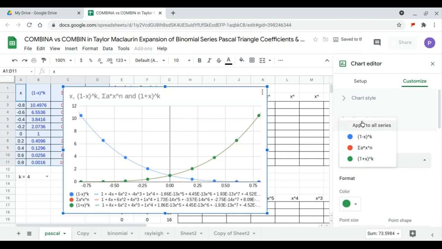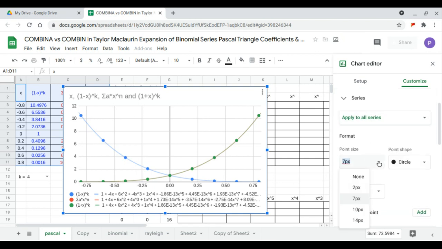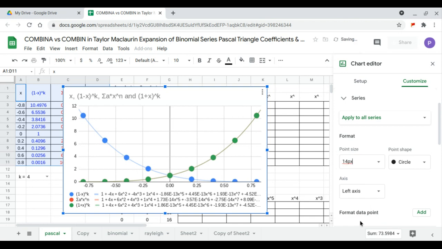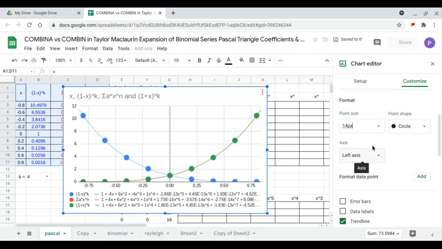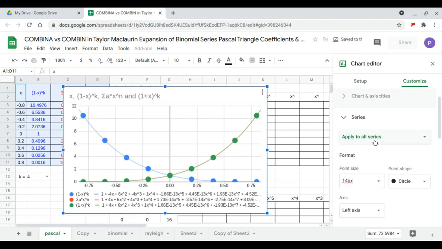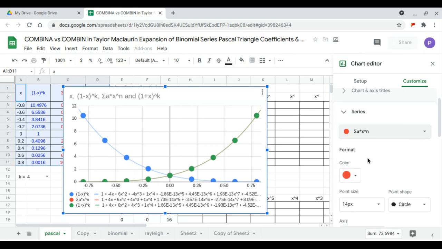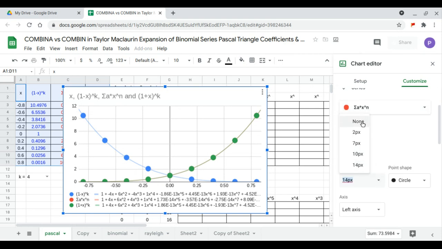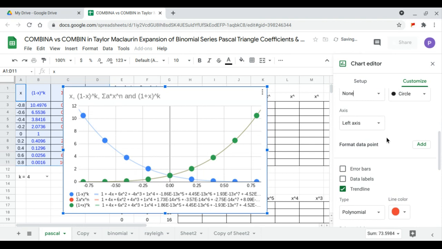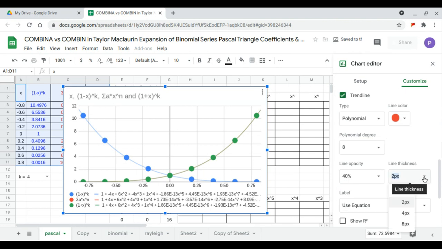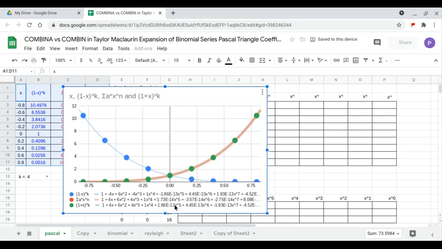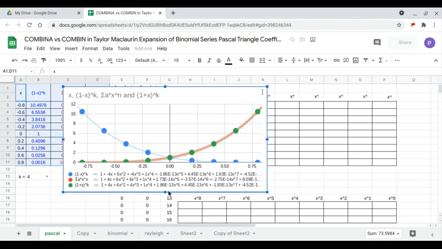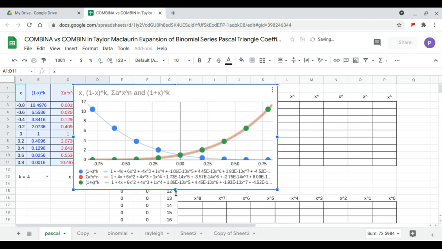And for all the series, the point size will be maximum, except for the expansion, we will change that to none, but the line thickness will be maximum. So here we have the trend line and the polynomials of the trend lines.